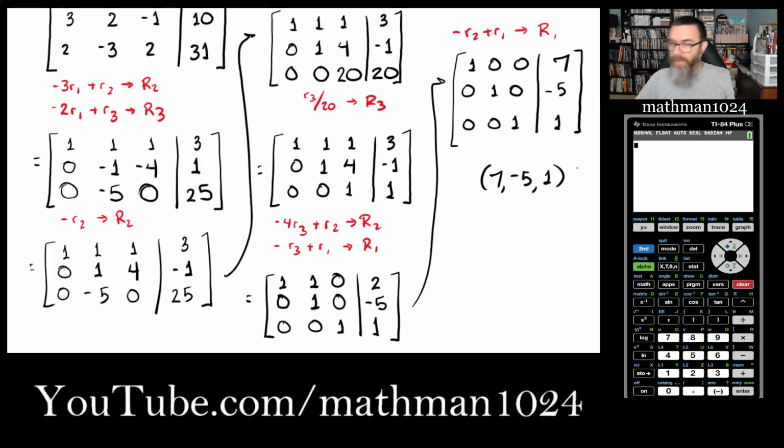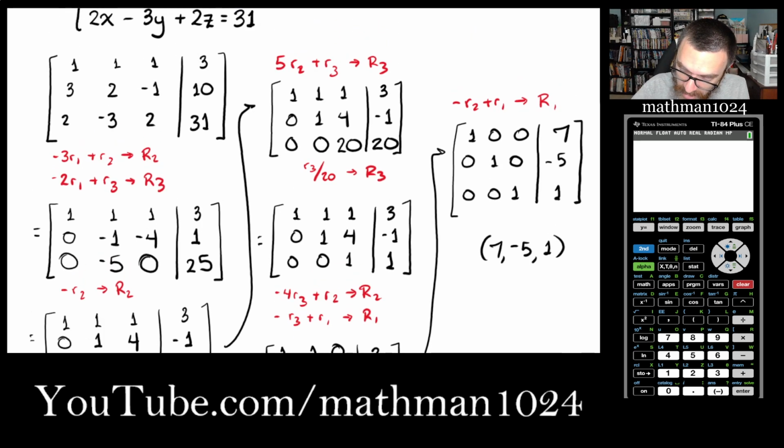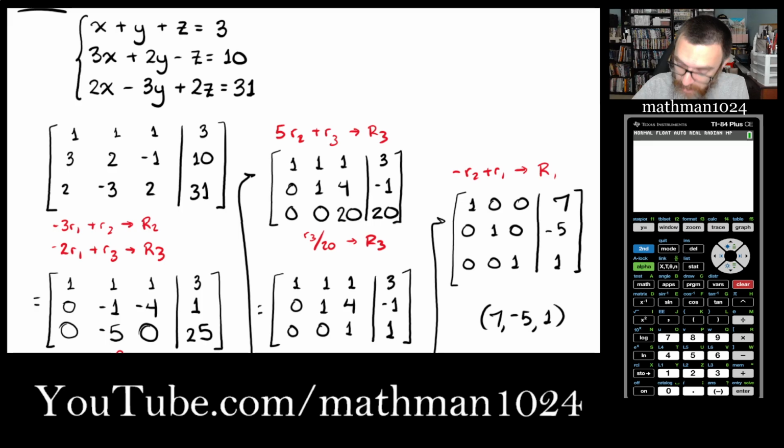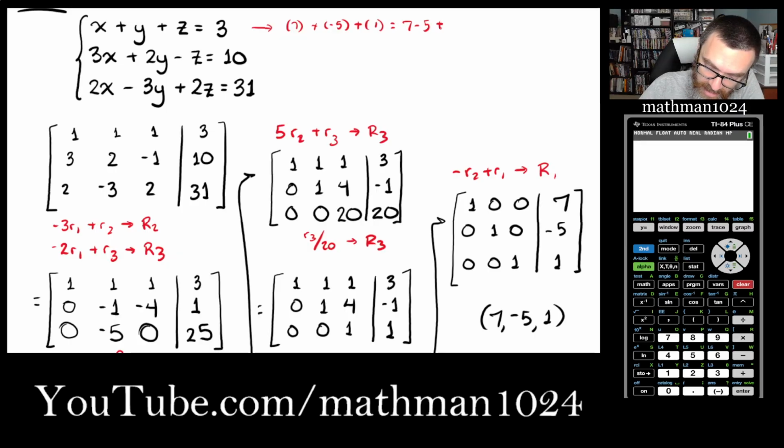Now what you really want to make sure that you do is that you take that and you plug that into all of the original equations and make sure that it comes out right. Okay, it doesn't take long to check that. Let's do that real quick. So if I plug in 7, -5, and +1, 7 minus 5 plus 1 does equal 3.